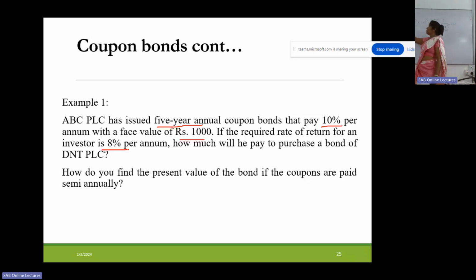If you calculate the intrinsic value of this bond, it's worth more than 1,000. You calculate the intrinsic value later on. So you can see the answer is greater than the face value, greater than the face value because of this attractiveness.